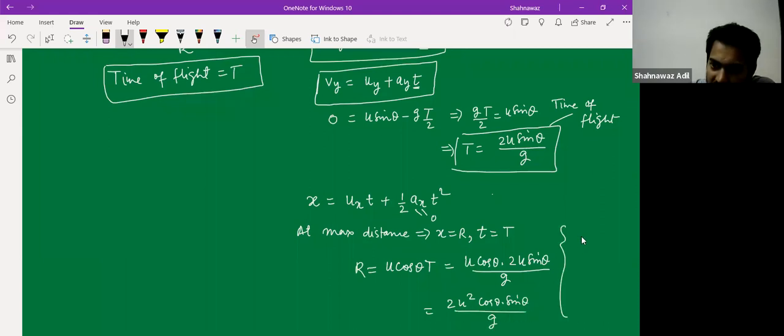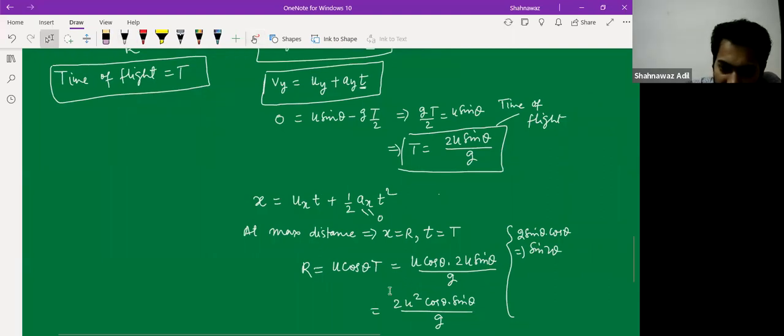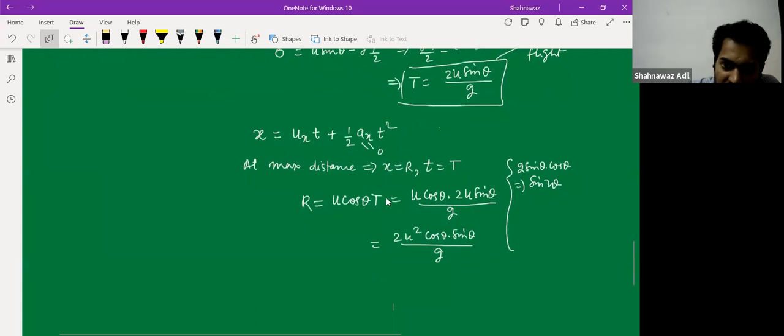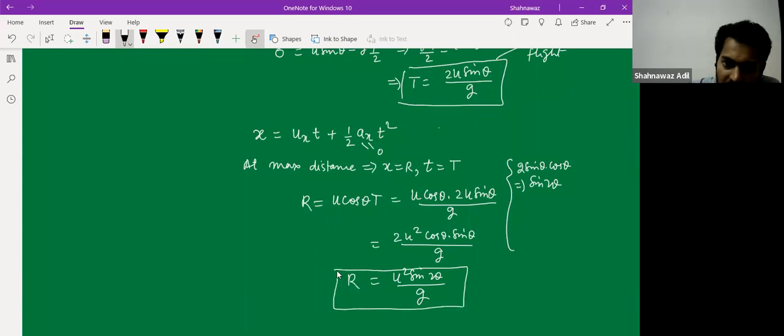And can anyone tell me what is 2 sine theta into cos theta? Sine 2 theta. Right, this is sine 2 theta. So this will be what? U square sine 2 theta by g. So this is range. Okay, and what other parameter is left?